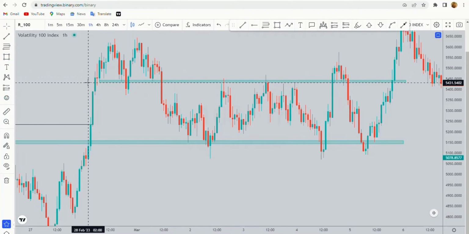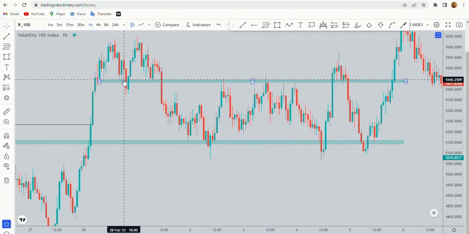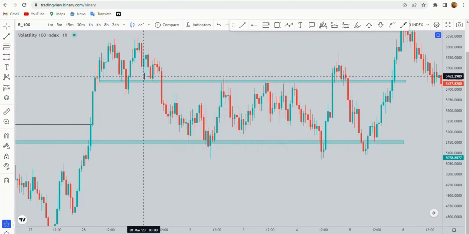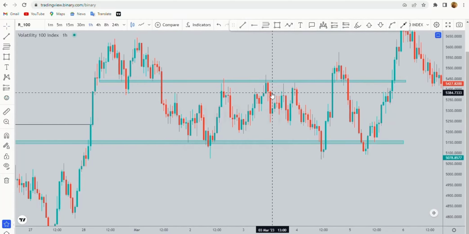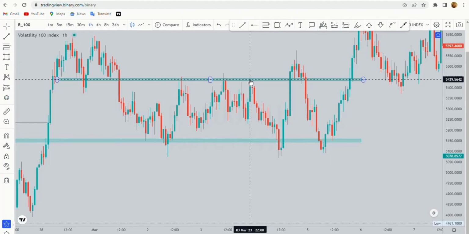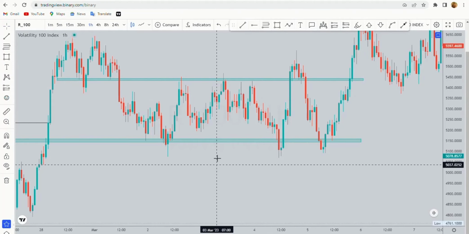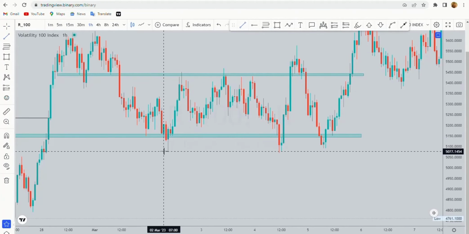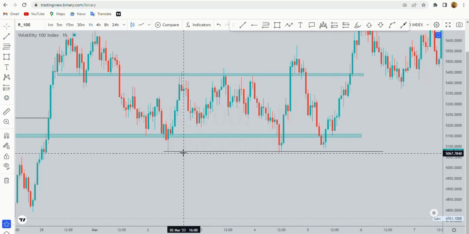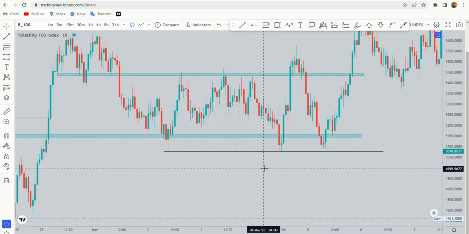We got to mark this zone very well, because you can see now this is the holding zone. It has been holding here, it has been holding here. So we got another touch by down, and we still have this point of interest, which is another point of interest besides our support.